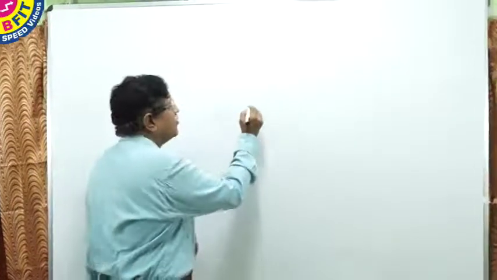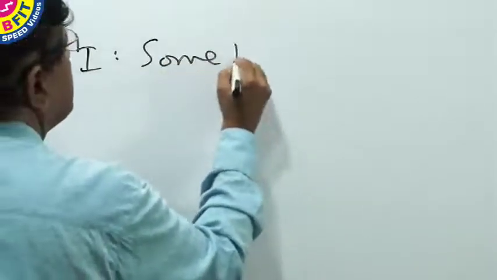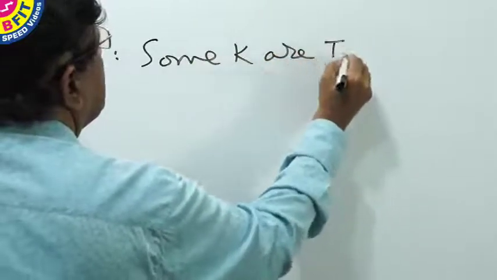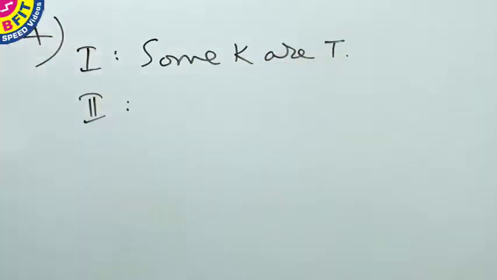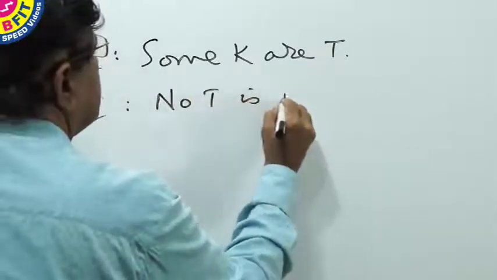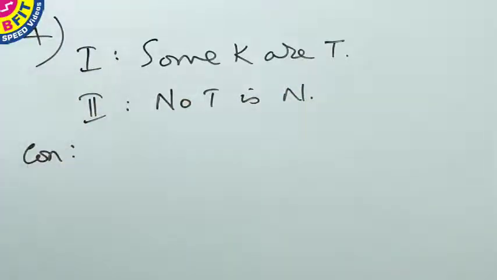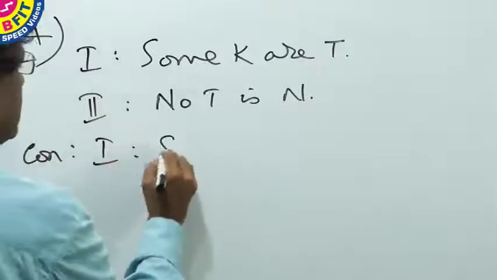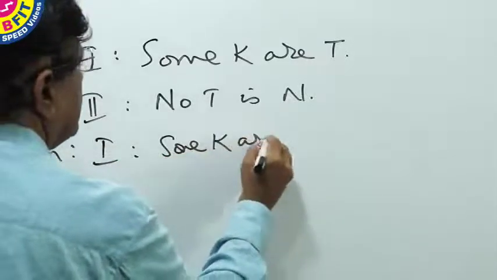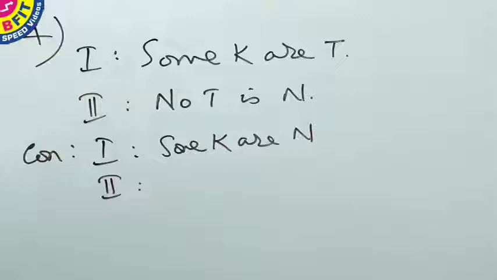Question number 4. Statement 1 is: some K are T. Statement 2: no T is N. The conclusions we have to test are: conclusion 1, some K are N. Conclusion 2 we have to test is: no N is T.